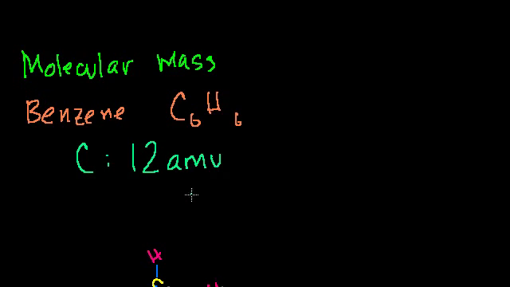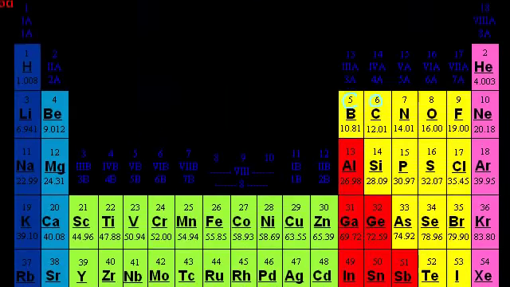Atomic mass is a unit of mass, and we'll talk about how small it is. It's a very, very, very, very small fraction of a gram or a kilogram, and we'll talk about that probably in the next video. So carbon is 12 atomic mass units. What about hydrogen? Let's go to our periodic table.